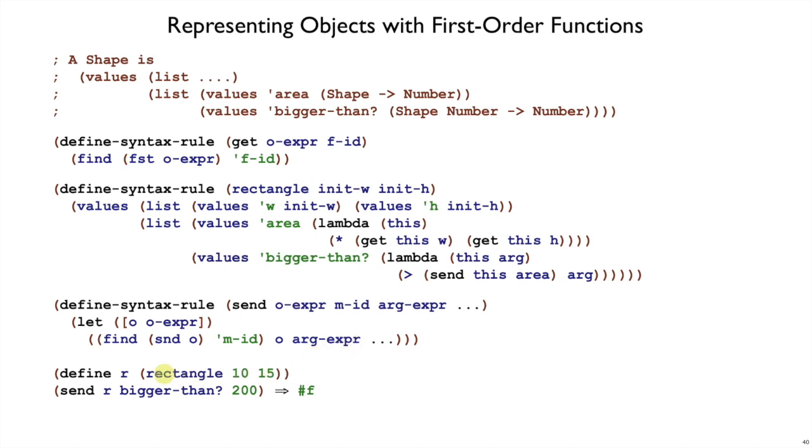So, for example, if we construct a rectangle R, then we can send R the bigger than message, passing it the argument 200, and it'll check whether the area is bigger than 200. Here, instead of repeating the area calculation, we can now call the area method on this.